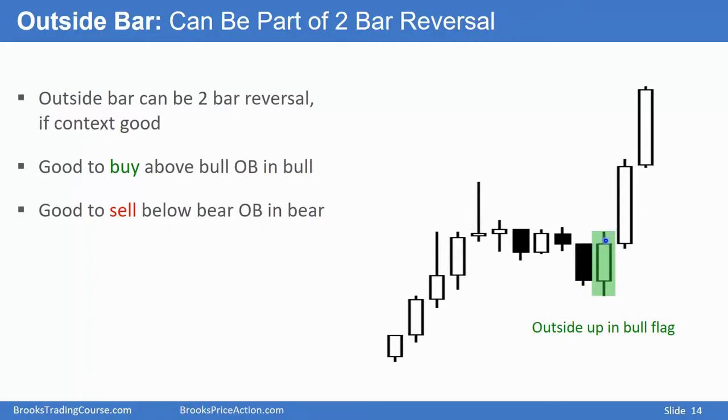It's a 2-bar reversal. On a higher time frame chart, it's a single reversal bar, and the buy is above the high of the 2 bars. Usually it's better to buy above the high of the bull bar. In this case, the outside bar is the bull bar. Traders place a buy stop just above the high of that bull bar, and then they get long on this bar as it goes above the high of the 2-bar reversal.